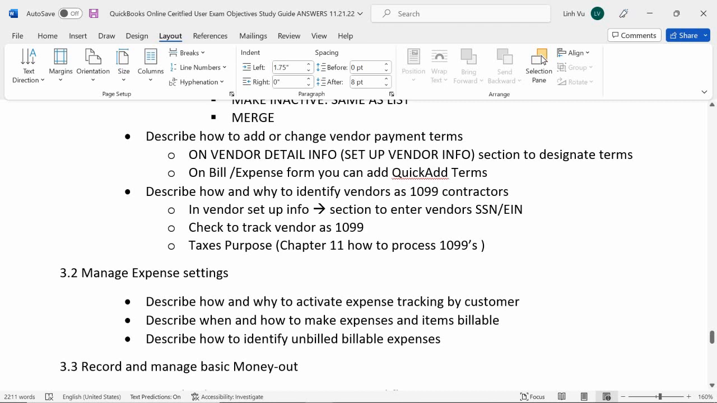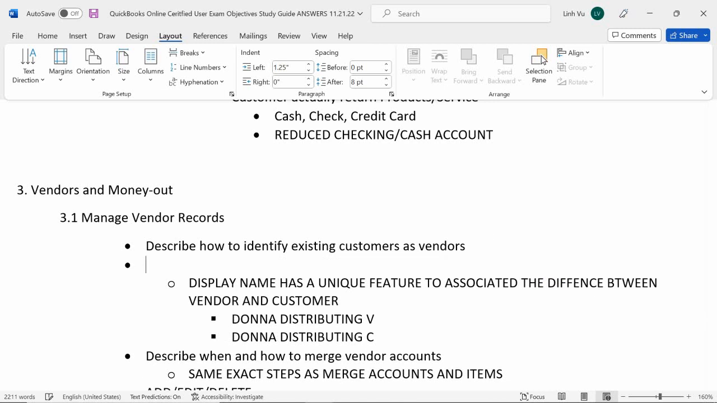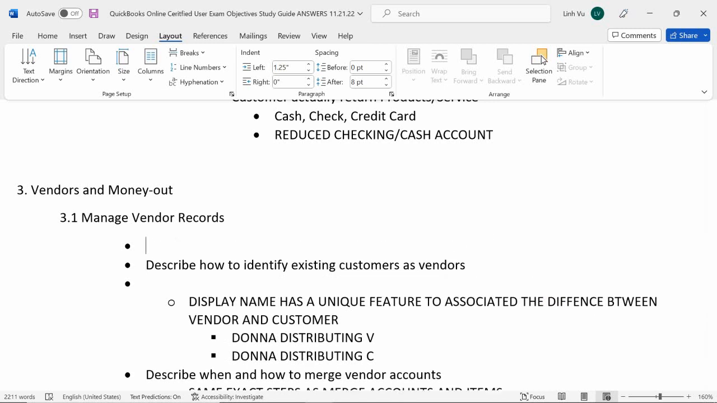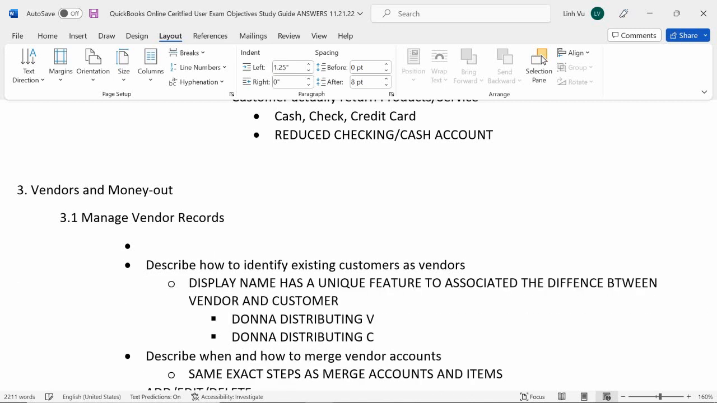All right, so let's see. Here it says describe how and why to activate expense tracking by customer. Before I continue on there, make sure you know who your vendors are. That is something you should definitely also know. Who should be on your vendors list?